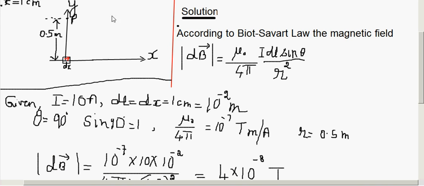Now in this problem the direction is along the positive z direction, and the magnitude of this field is very small, 4 into 10 to the power minus 8. dB is 4 into 10 to the power minus 8 Tesla along plus z direction.